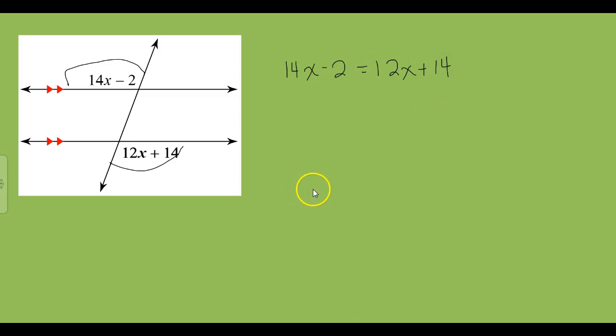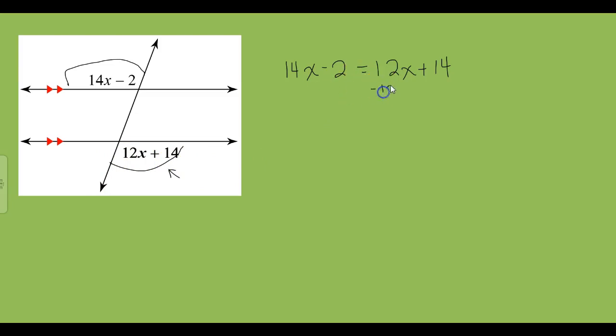We will solve for x. Be sure to read the directions. I know here I don't have them on there, but sometimes I'll have you solve for x, or sometimes I'll ask for the missing angle. I ask you for the angle measure.